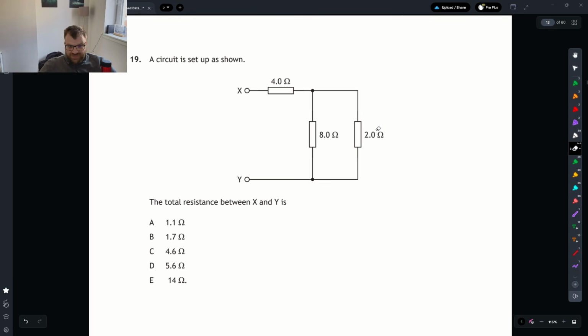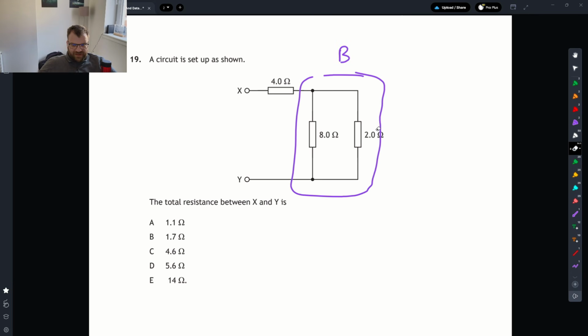In this question, we're asked for the total resistance between X and Y. We need to spot that there are two sections to it. We have a parallel section and we have just the other resistor in series. That means we have to treat them slightly differently.